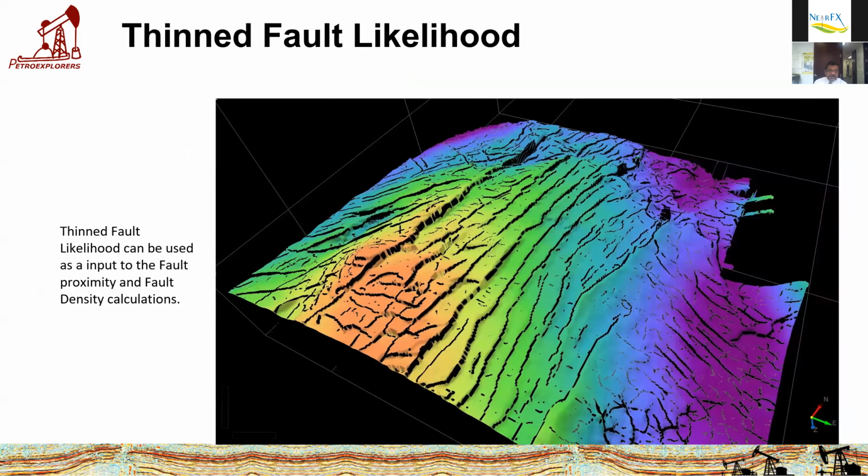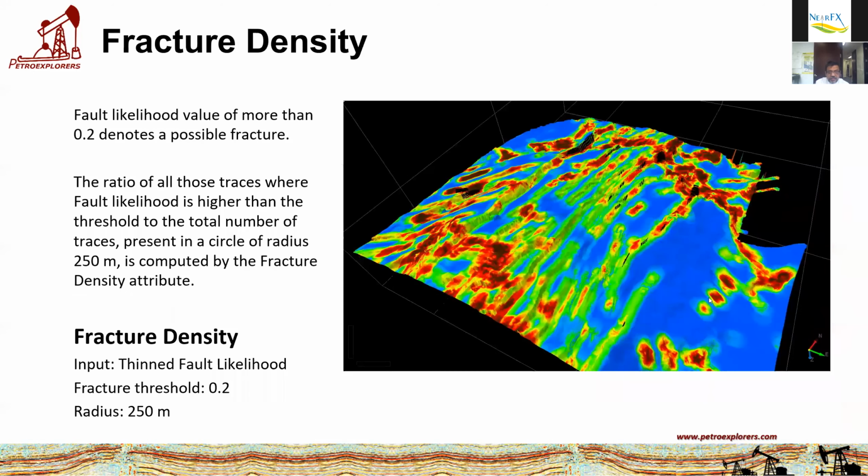So what we see as a thin fault likelihood is very sharp. These black lines are where likelihood is very high. So we made it blank. Then you can see this is a 0.3 cutoff. Even the set of faults coming in here, which are very low, are very precise.